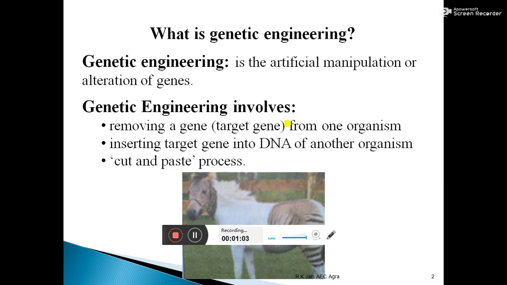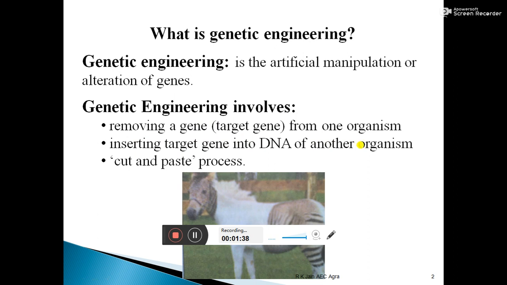So how can we manipulate a gene? How can we alter the gene? For alteration of the gene, we need to do the following steps. Number one, we have to remove a gene from an organism. Such a gene which needs to be removed is known as the target gene. When we remove a gene, we have to insert another gene in that space. This inserted gene is known as the gene of interest or the foreign gene.